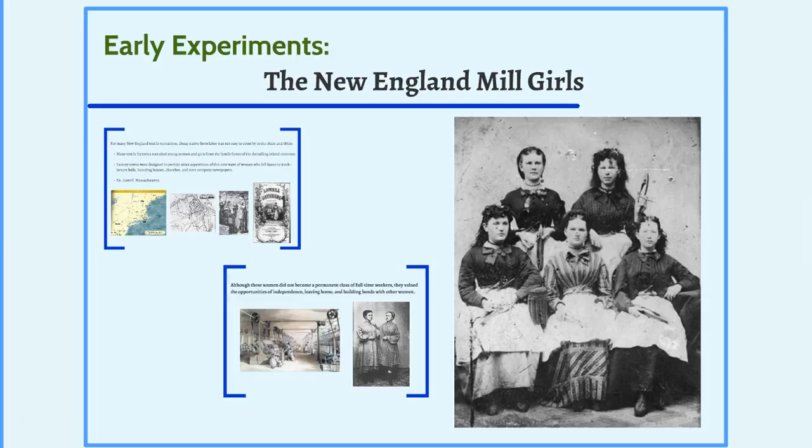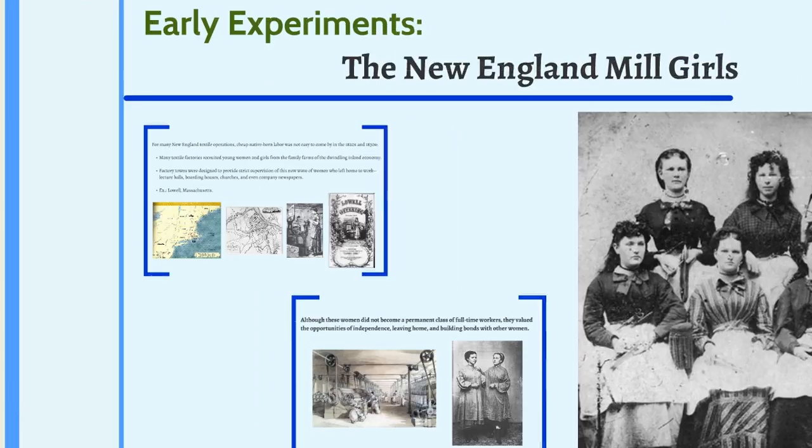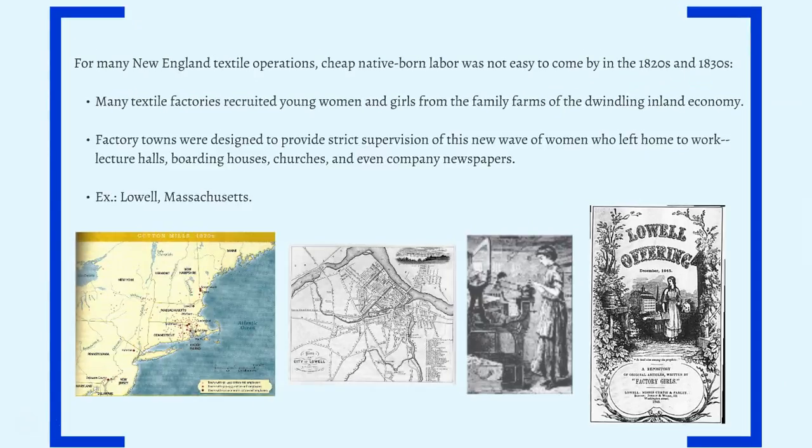And so early on, without access to a lot of cheap native-born male labor, what we see a lot of these factory owners do, especially in the New England mill towns, the textile industry, is start to run experiments in hiring out young girls and younger women to work in these factories for very low wages. Again, this is more out of necessity than anything else.